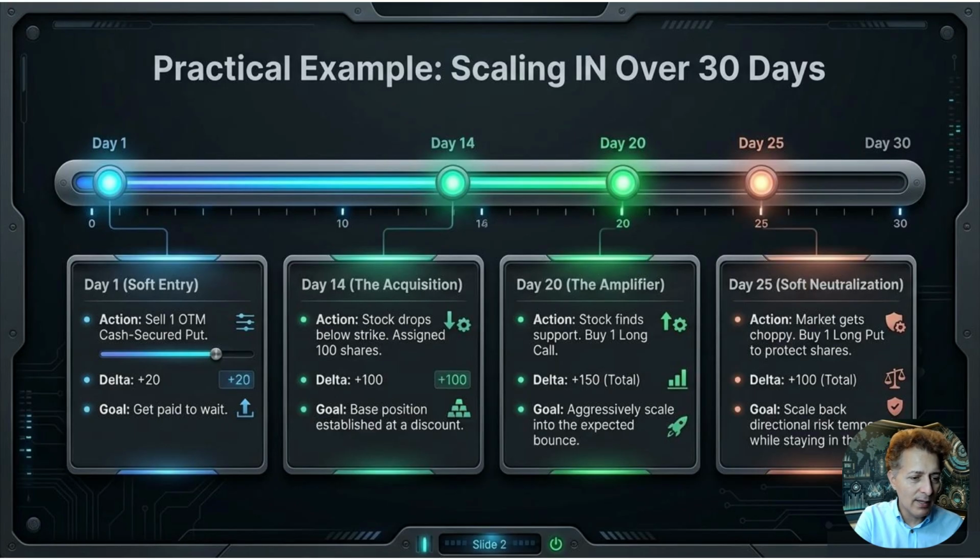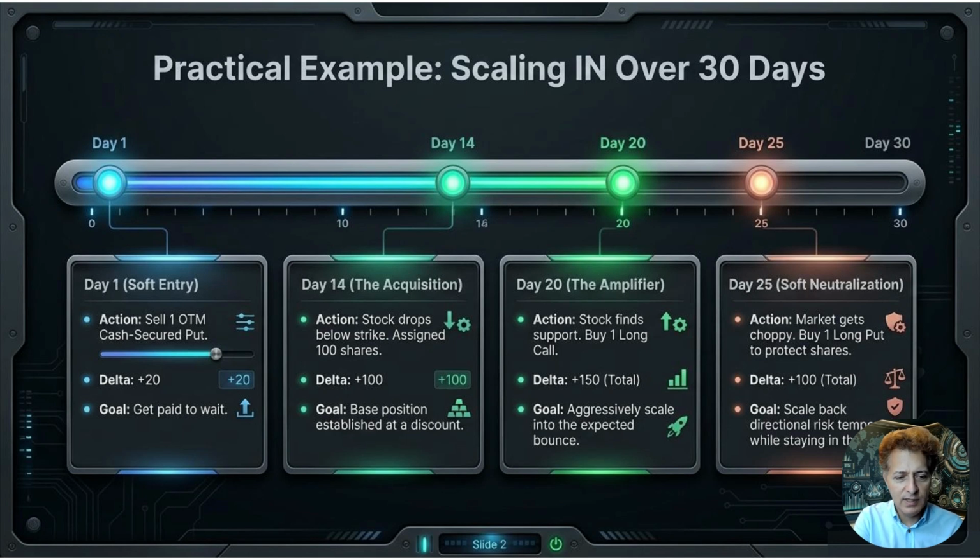So let's say day one, you are bullish on a stock and you want to acquire it, but you just want a better entry price. So what you do is sell an out of the money cash secured put. That was a negative 0.2 delta put. So you sell it, so you get positive 20 delta. And now you are being paid to wait.